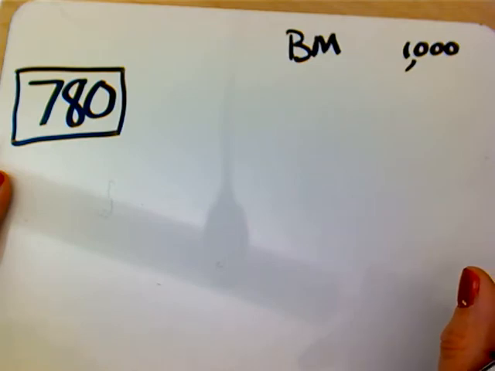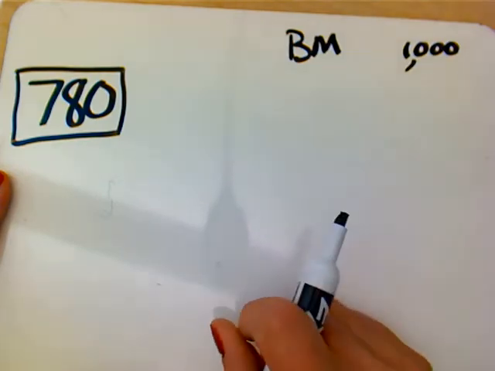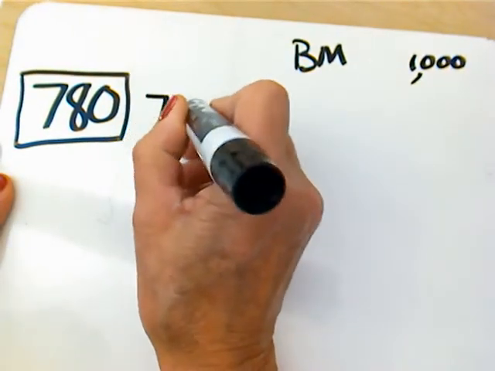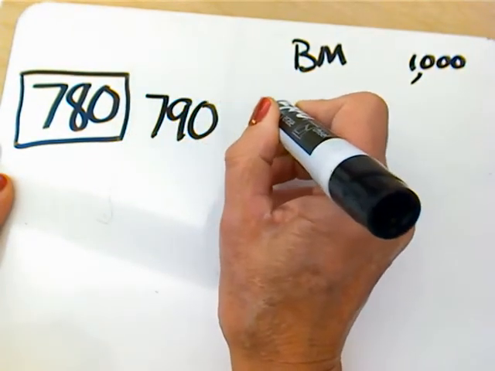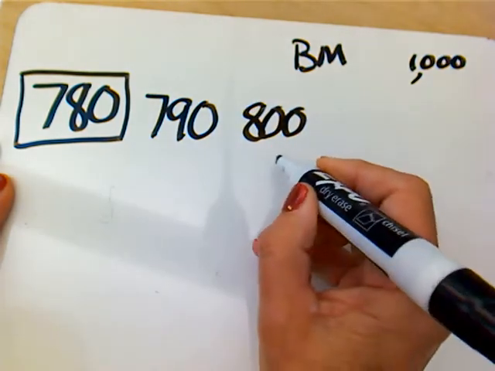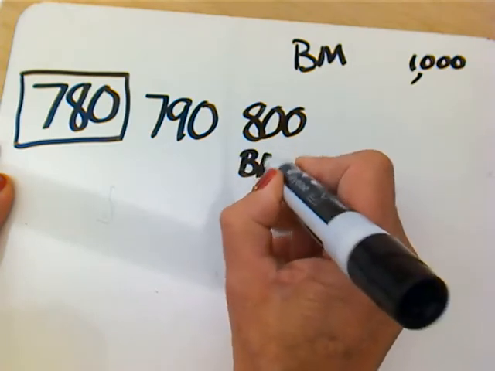Are you back? Well, let's see what you got. Did you go up 10 more to 790? And then how about another 10 up to 800? When you got to 800, did you notice that you were at a benchmark?